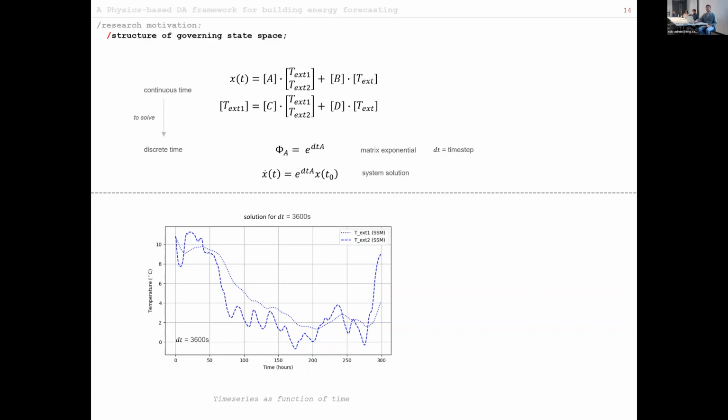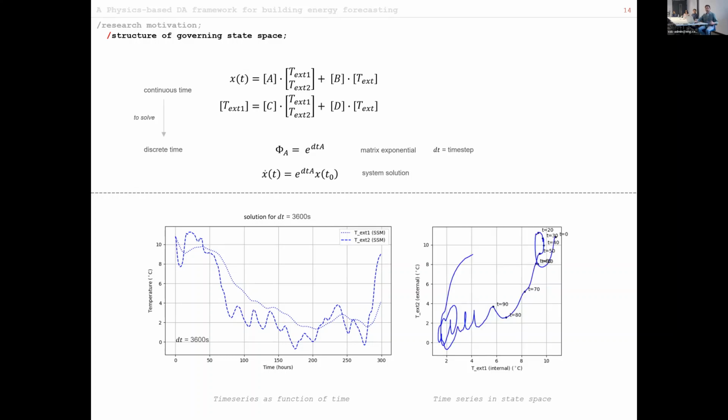But by the way, in the solution, I'm solving for a given time step. So when you go from continuous time to discrete time, in this case, I'm looking at hourly time steps. So I've set dt to 3,600 seconds. Now, if you were to view the states plotted against each other, in this case, I'm looking at only a two-dimensional problem for visual purposes, then we look at what we call the state space.